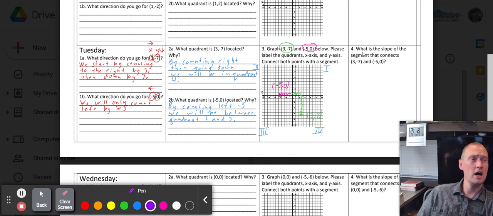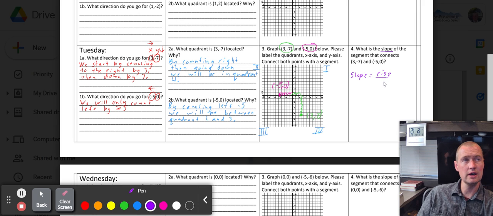And our last question, we got number 4. What is the slope of the segment that connects 3, -7, and -5, 0? So we're going to start with slope equals counting up, which is the rise, over counting either to the left, which is negative, or counting to the right, which is positive. So I'm going to set up my fraction, and we're going to count the rise. So the rise means how many do I count up? All right, here we go.